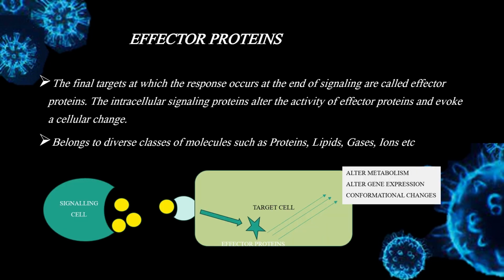Effector proteins. Effector proteins are the final targets at which the response occurs at the end of signaling. The intracellular signaling proteins alter the activity of effector proteins and evoke cellular changes such as metabolic changes, gene expression changes, or conformational changes. These proteins belong to diverse classes of molecules such as proteins, lipids, gases, or ions, etc.